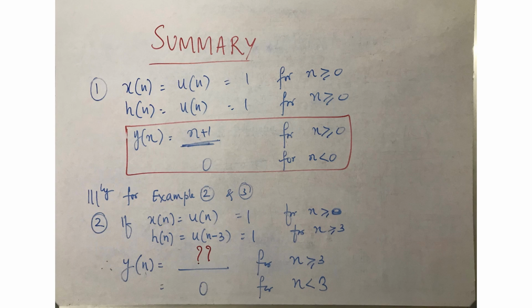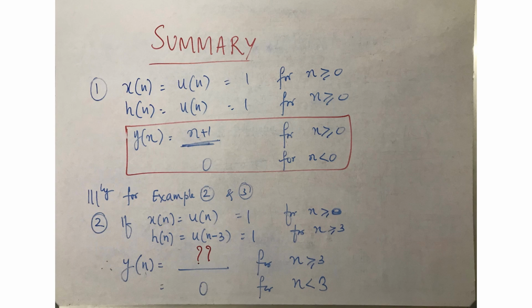How do we know how many different cases for n this convolution sum exists? Usually for two infinite sequences, there will be two cases. One is for n less than the starting range of the second signal, and n greater than or equal to the starting range of the second signal. Let me take an example.